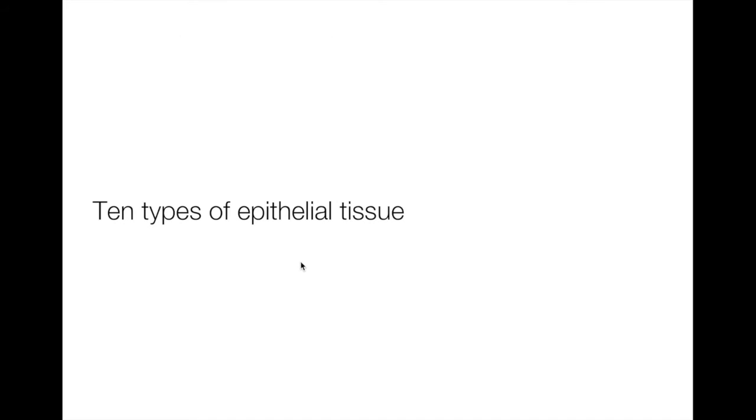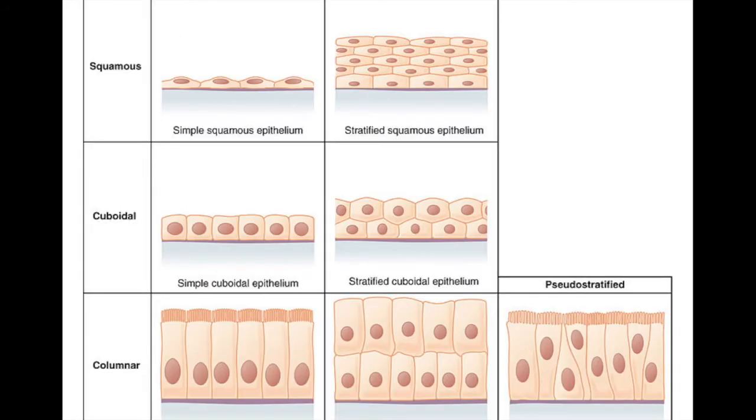And we've got 10 types of epithelial tissue. And you're going to ask, what on earth? I only see 1, 2, 3, 4, 5, 6, 7. Where are the rest 3? We're going to get right into it. And now let's start talking one by one.